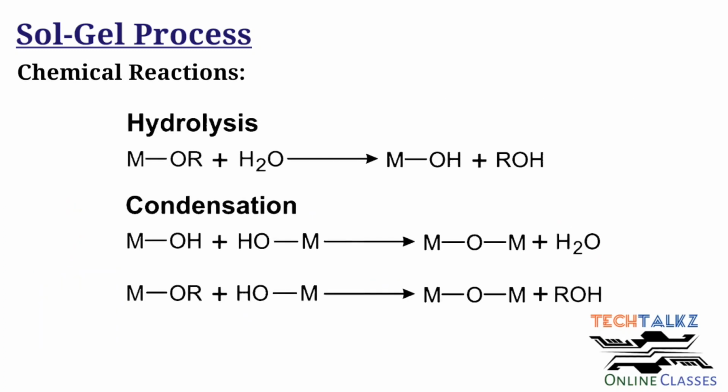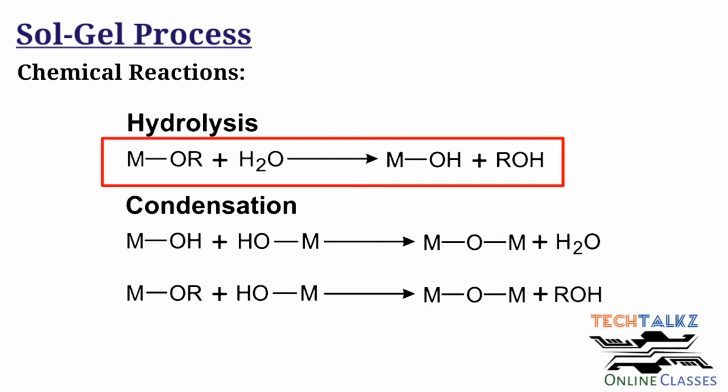Now we can see the chemical reactions. First, there will be hydrolysis of alkoxy groups. This is metal alkoxide, where R represents the alkyl group. So the metal alkoxide plus water, and we will get M-OH, metal hydroxide, and this is sol.